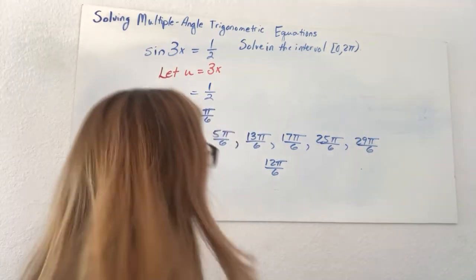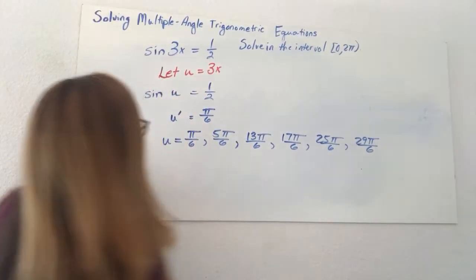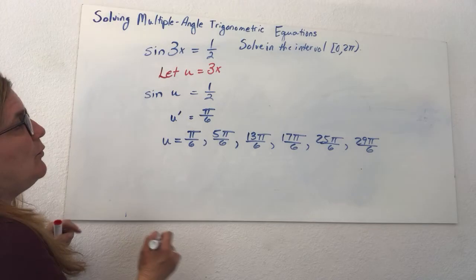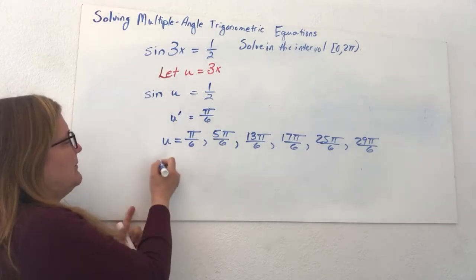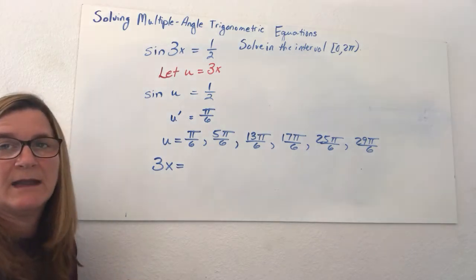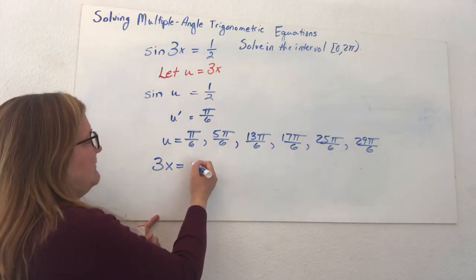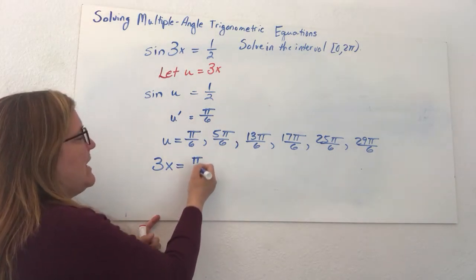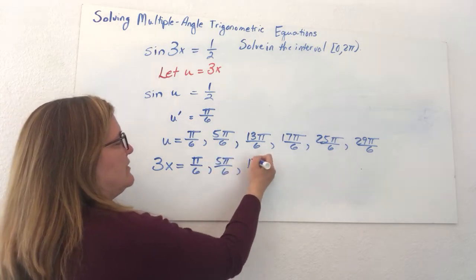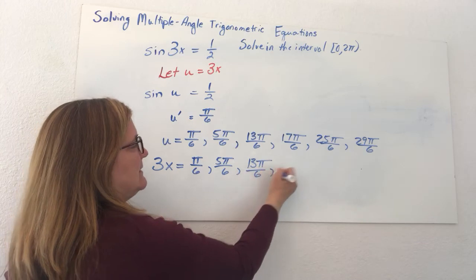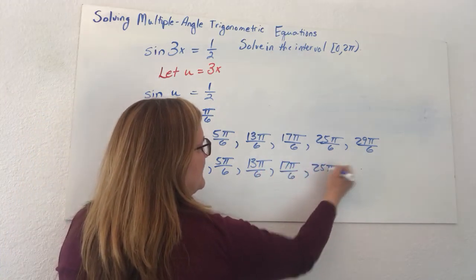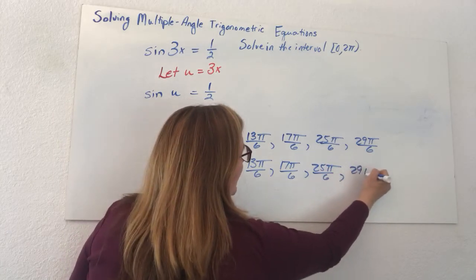So those are our solutions to the equation sine of u equals 1/2, where u is between 0 and 6 pi. But let's put x back in, because that ultimately was the goal, to find x. So we have 3x equals pi over 6, 5 pi over 6, 13 pi over 6, 17 pi over 6, 25 pi over 6, and 29 pi over 6.